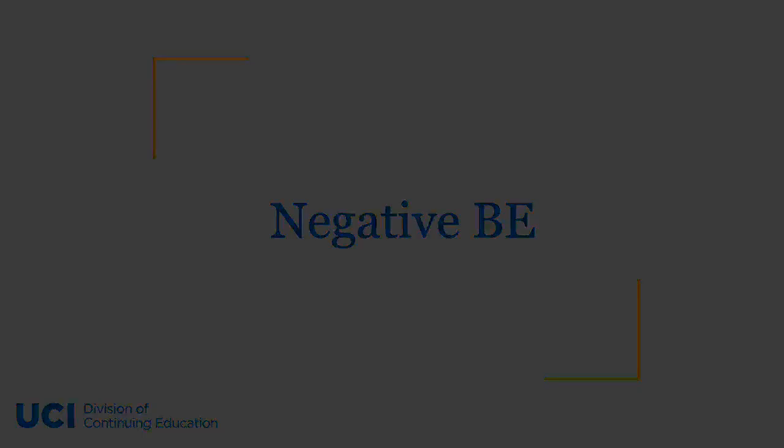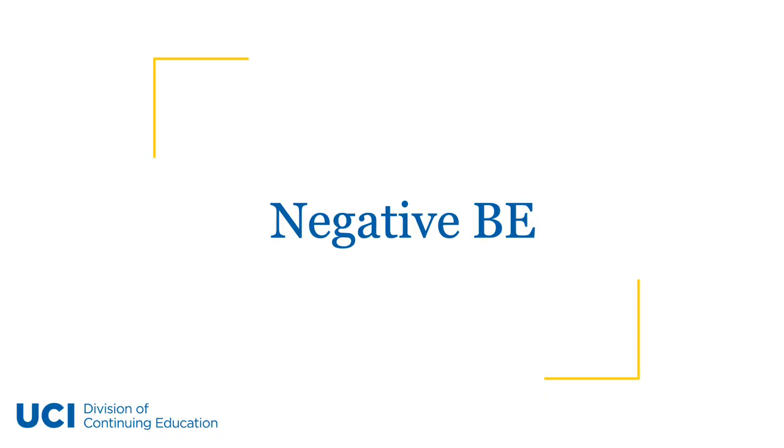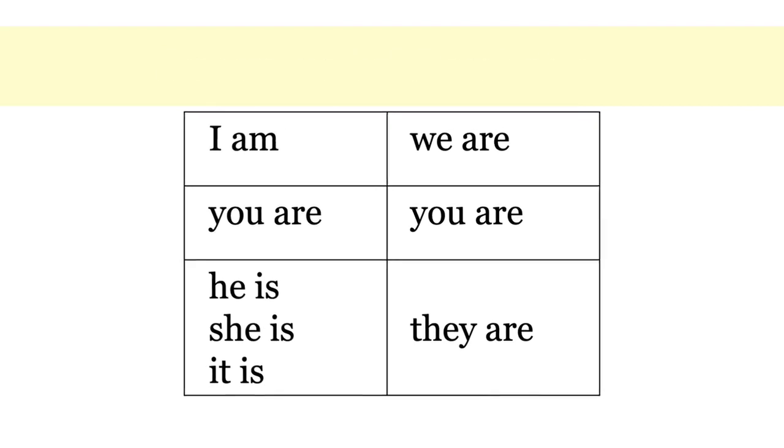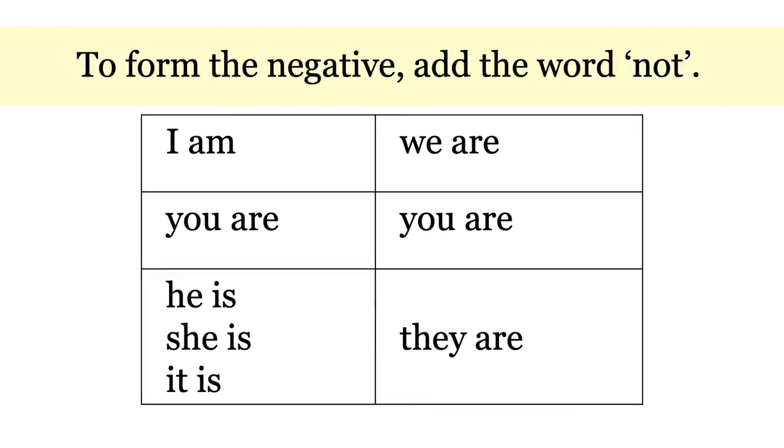Negative be. This lesson is about how to form be in the negative in the simple present. Remember the be verb chart. There are 3 forms: am, is, are. And the negative of be is simple. To form the negative, add the word not.